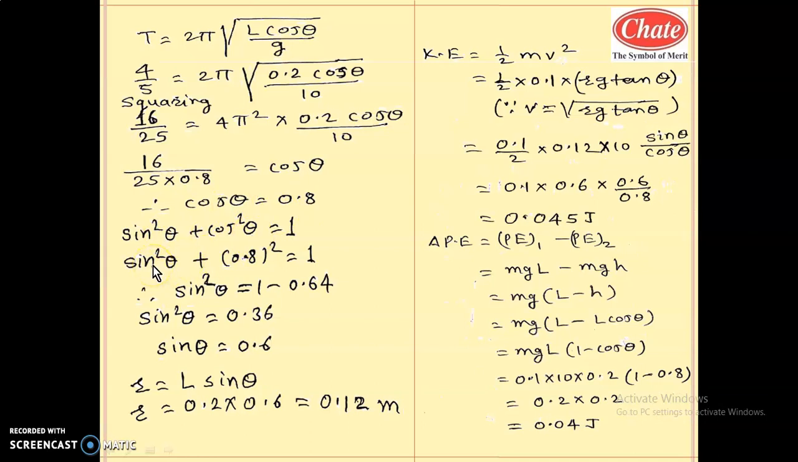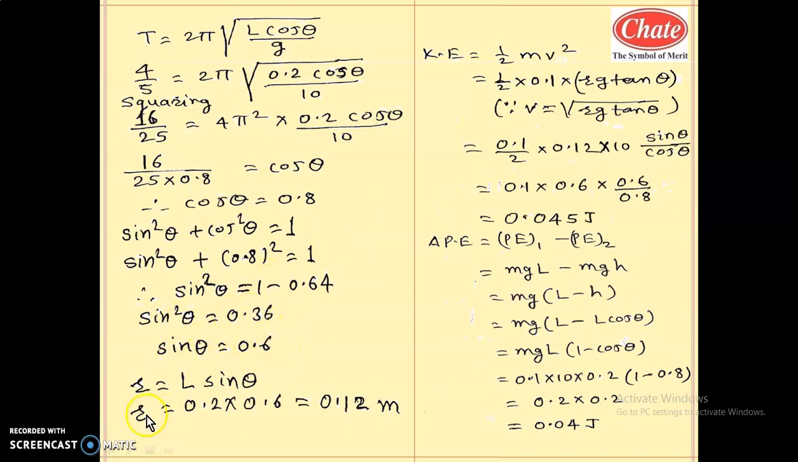So, sin square theta plus cos square theta equal to 1. So sin square theta equal to 1 minus, this is 0.8 whole square. 0.8 whole square is 0.64. Hence the sin square theta will be 0.36. So taking square root of this, sin theta equal to 0.6.